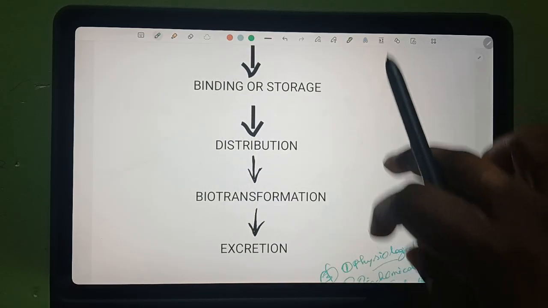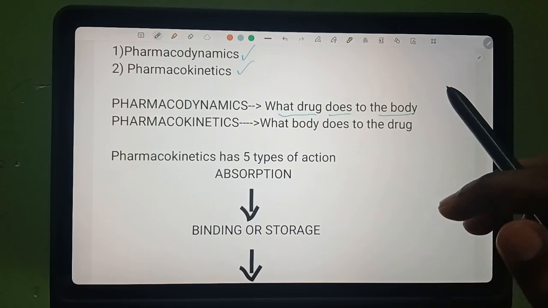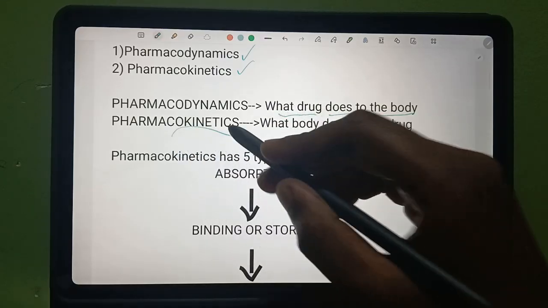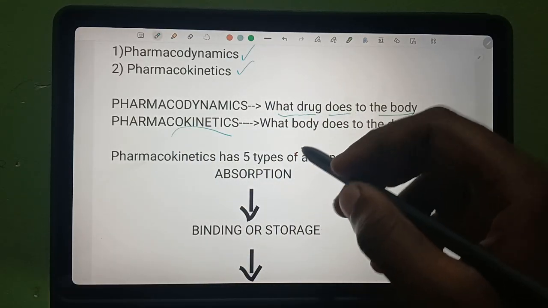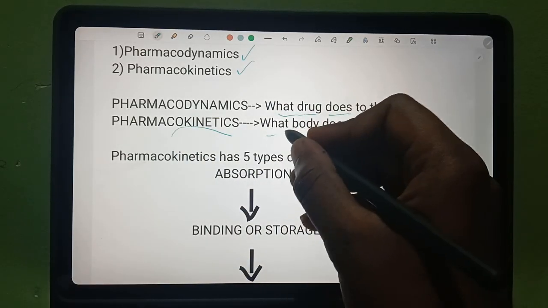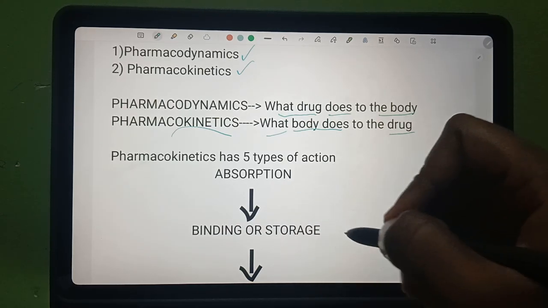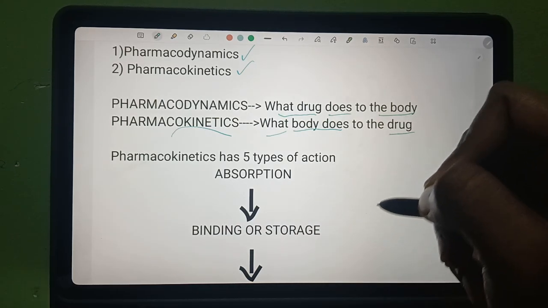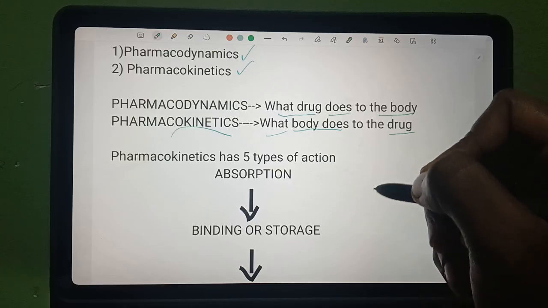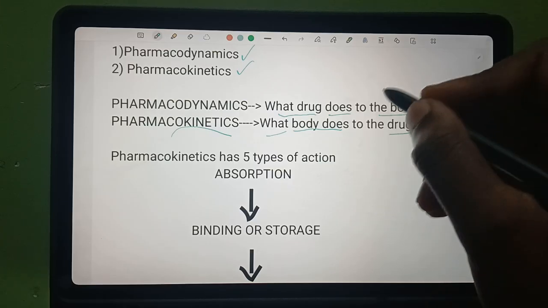Then we move on to pharmacokinetics. Pharmacokinetics means what the body does to the drug. That means if we take a drug, how our body reacts to it is known as pharmacokinetics.